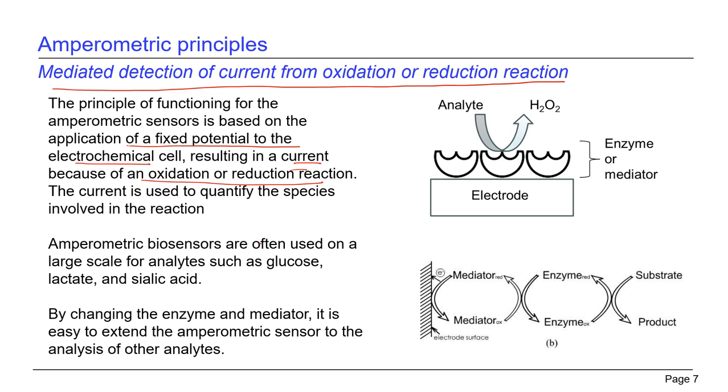So amperometric biosensors are often used on a large scale for analytes such as glucose, lactate, and salicylic acid. Very important, of course, in a lot of healthcare monitoring. You see that the enzyme in this case is a mediator, whether we're talking about the analyte in the top figure or in the bottom figure, 2 different characterizations of it. But essentially, by changing the enzyme and the mediator, it is easy to extend the amperometric sensor to the analysis of other analytes.